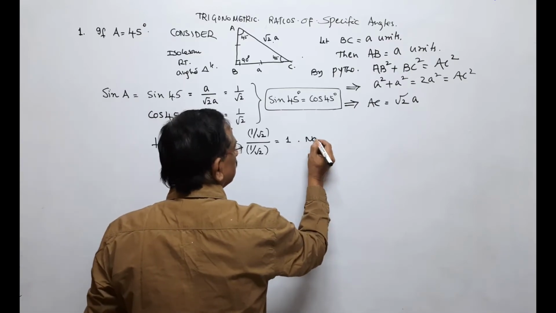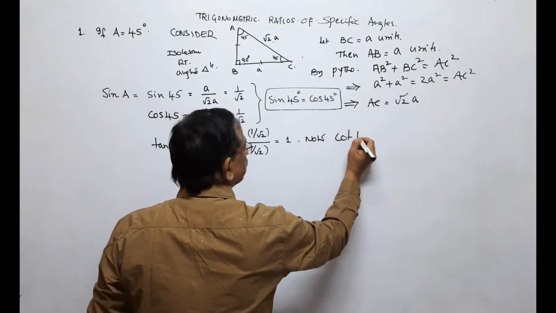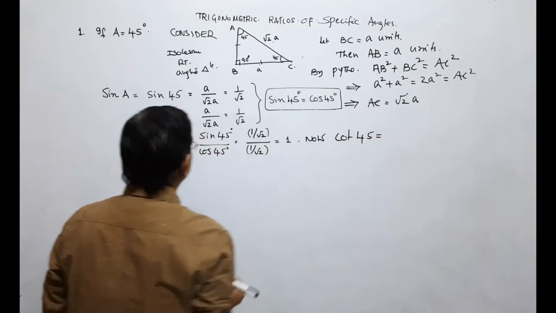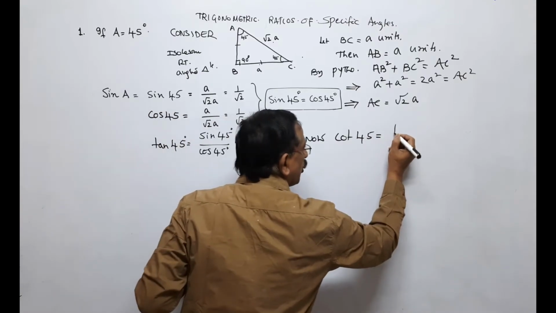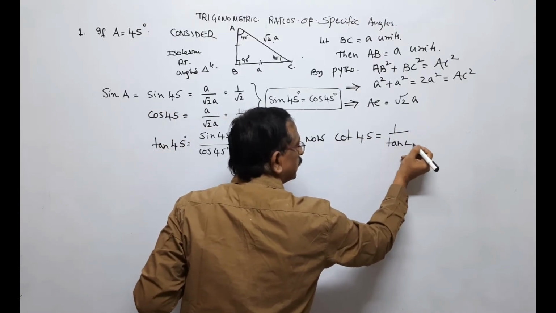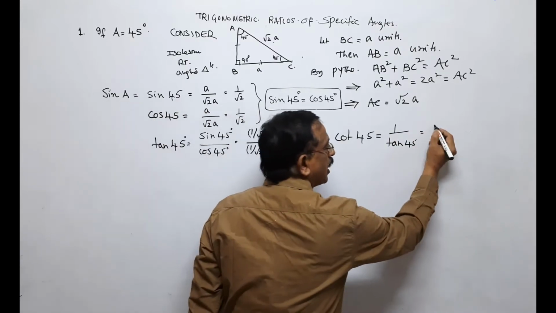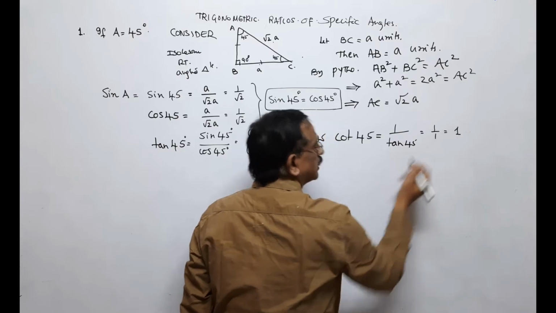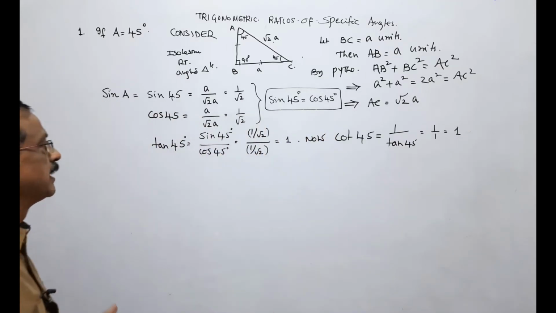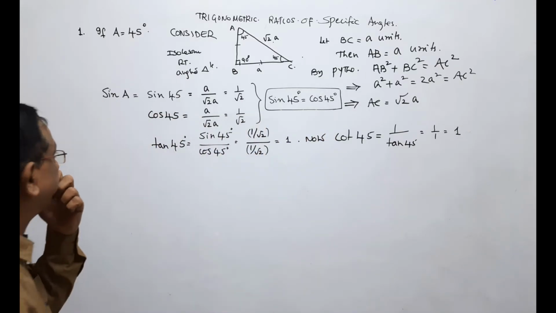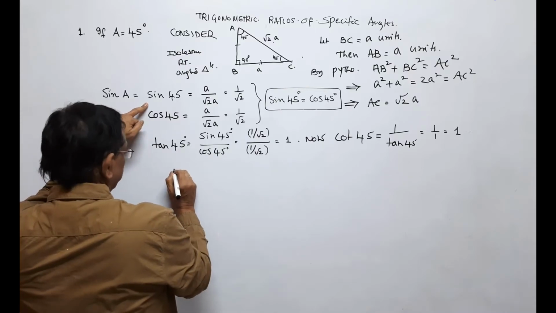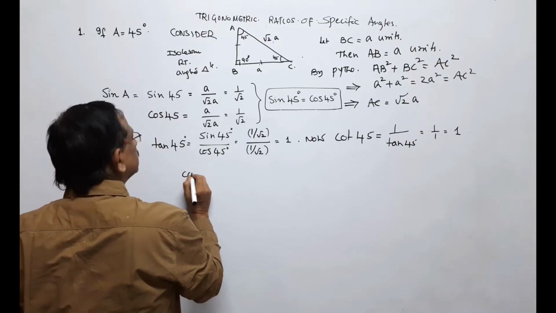Now, what is cot 45? Cot 45 is 1 over tan 45. Tan 45 is 1, so 1 by 1, which is 1. So again, tan 45 and cot 45 agree. Similarly, we can see cosecant 45.